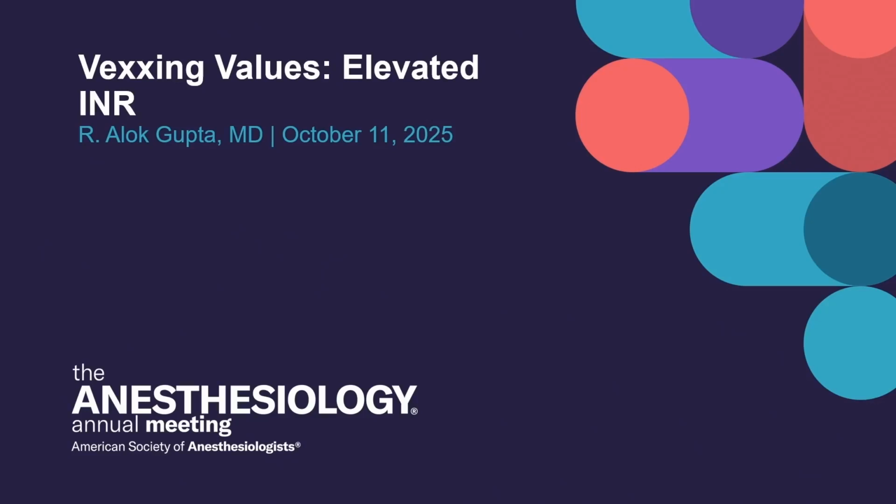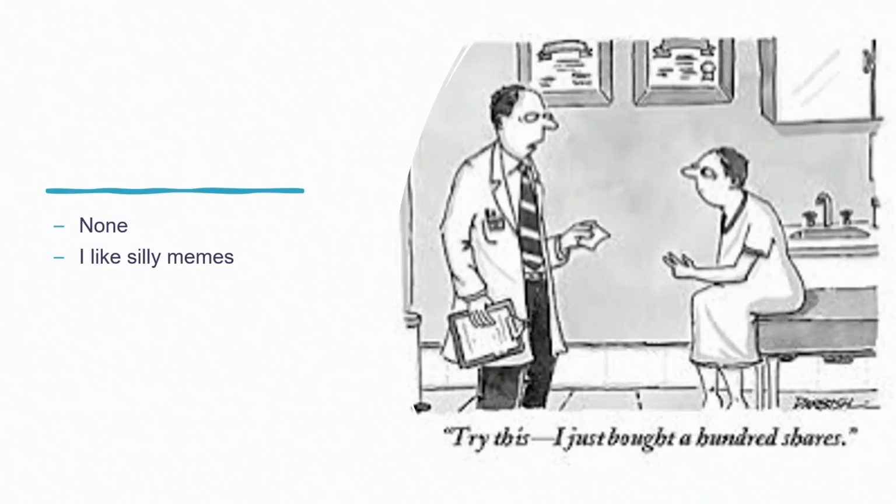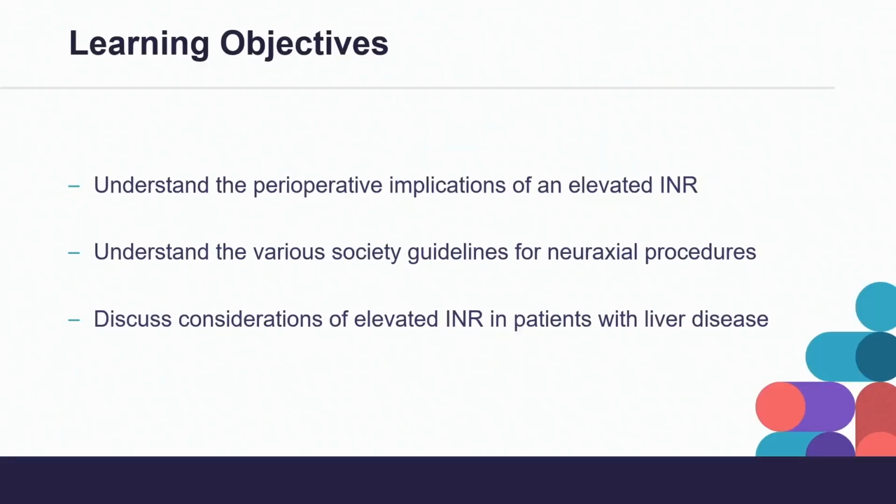So, you have a patient coming in for elective surgery or semi-elective surgery or even urgent surgery. What do you do? I don't have any financial disclosures, but I do like silly memes, so please excuse those.